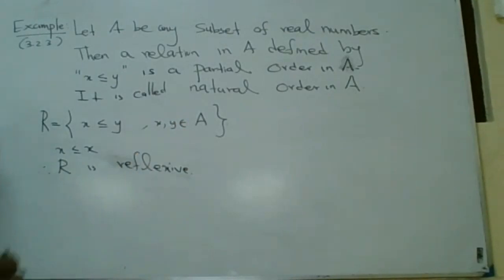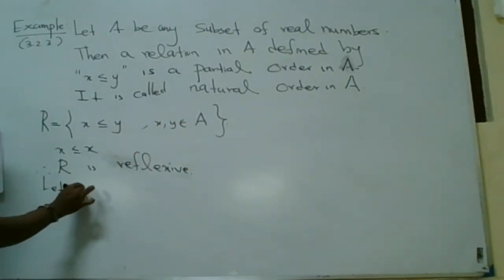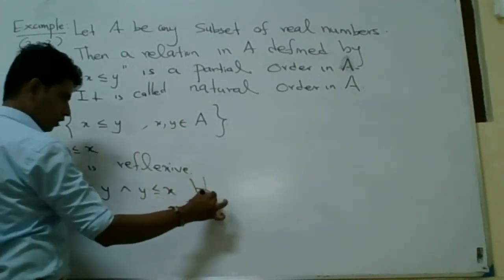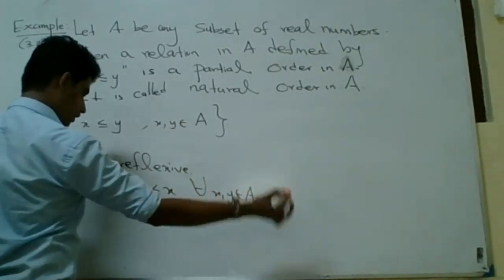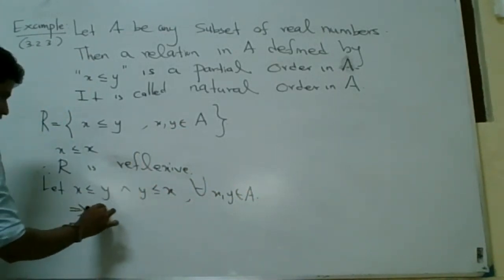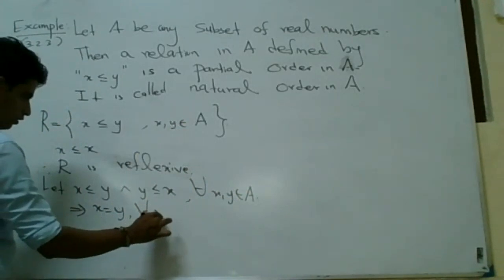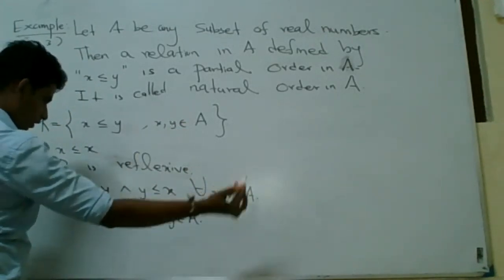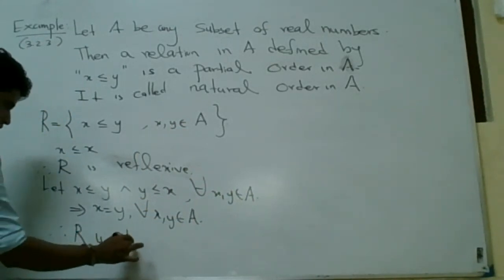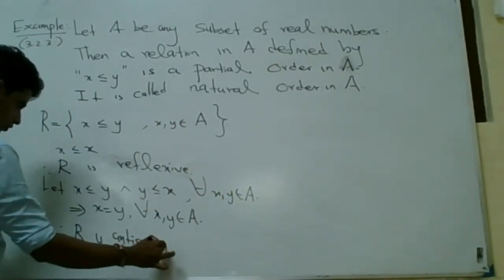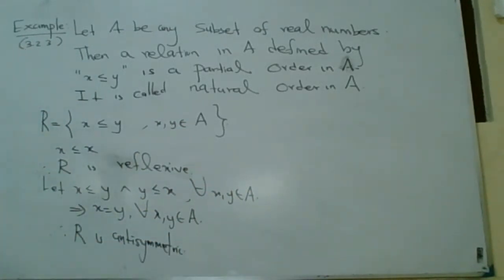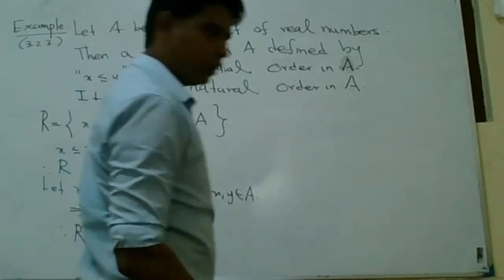For the antisymmetric case, let x less than or equal to y less than or equal to x, for all x, y belong to A. Suppose x less than or equal to y less than or equal to x means x equals y, for all x, y belong to A. Therefore, R is antisymmetric.